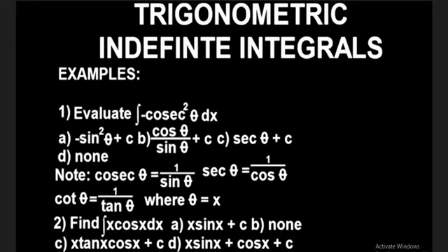It says evaluate the indefinite integral of minus cosec square theta dx. Now note, here I wrote: cosec theta is 1 over sin theta, sec theta is 1 over cos theta, cot theta is 1 over tan theta, where theta is x. Now guys, these things are very important. On the calculator, there is no cosec, there is no sec, there is no cot. So since we don't have these 3 identities on the calculator, we're going to replace them with 1 over sin theta, 1 over cos theta, and 1 over tan theta respectively, depending on the trig identity we are dealing with.